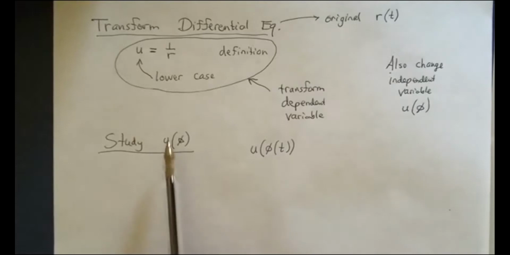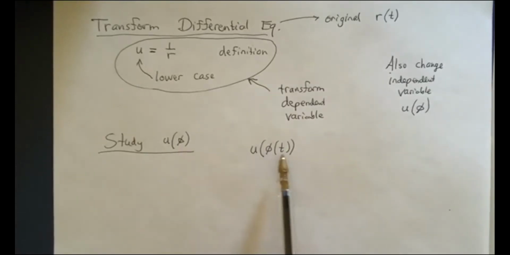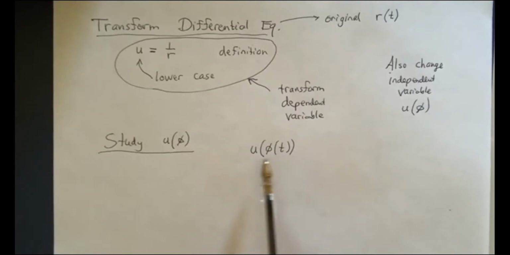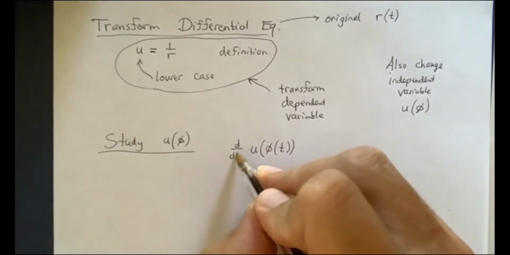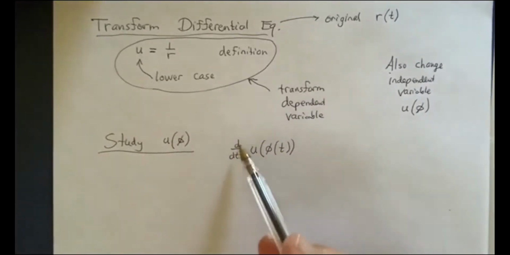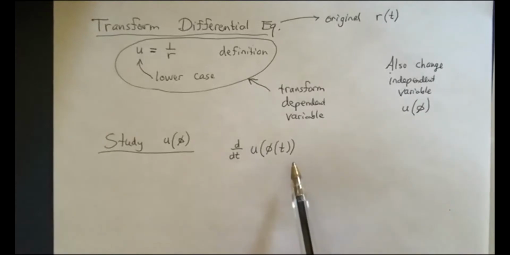Okay, if u is a function of phi, then we can insert the function phi of t. This is functional composition. The resulting object is a function of time, and we can compute the derivative. The appropriate notation is the ordinary derivative, right? This construction is a function of the time. It's a function of a single variable, and so we can compute this derivative.